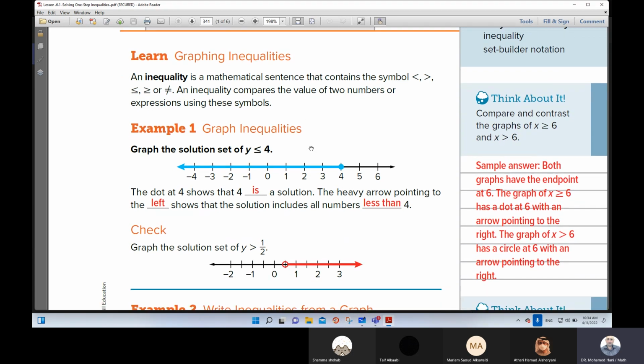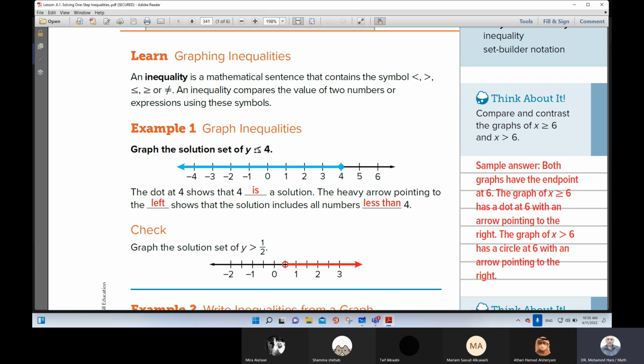How to graph the inequality? For example, graph the solution set of y less than or equal to 4. The first step, draw the number line. In the middle, represent 0. To the left, the negative numbers. To the right, the positive numbers. Then represent 4. This is 4. This is the end point or the dot.